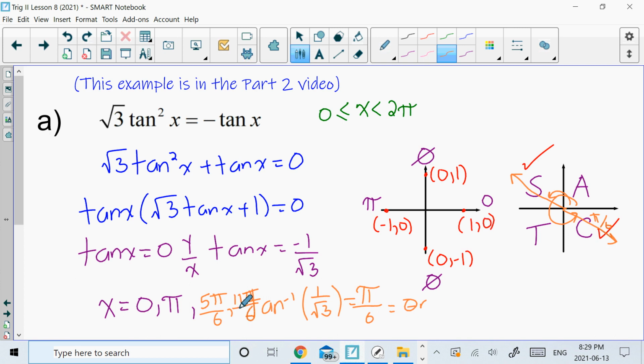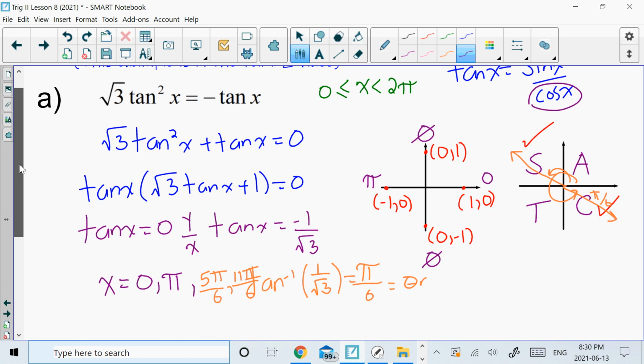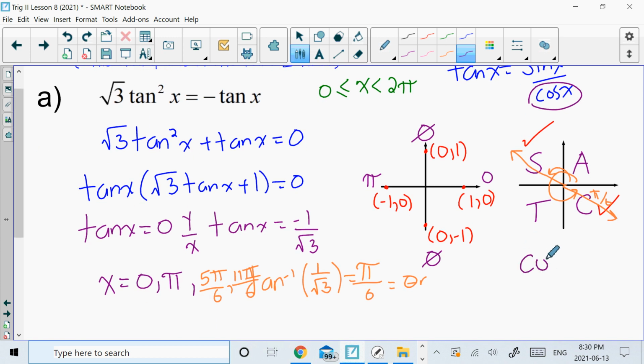What I have to do, though, is make sure I check my non-permissible values. And we do have non-permissible values here. The reason is the tan of x, remember, is a quotient identity. So the tan of x is equal to the sine of x over the cos of x. What that means is I'm going to have a non-permissible value where the cos of x cannot be equal to 0.